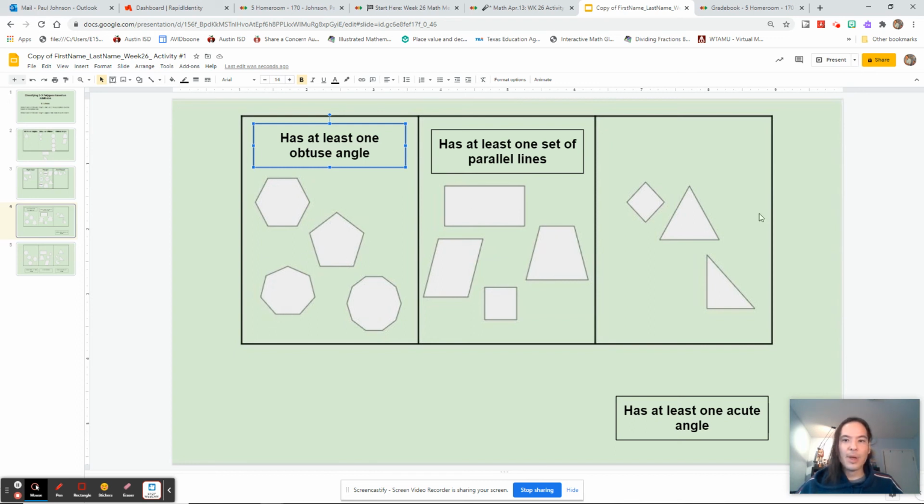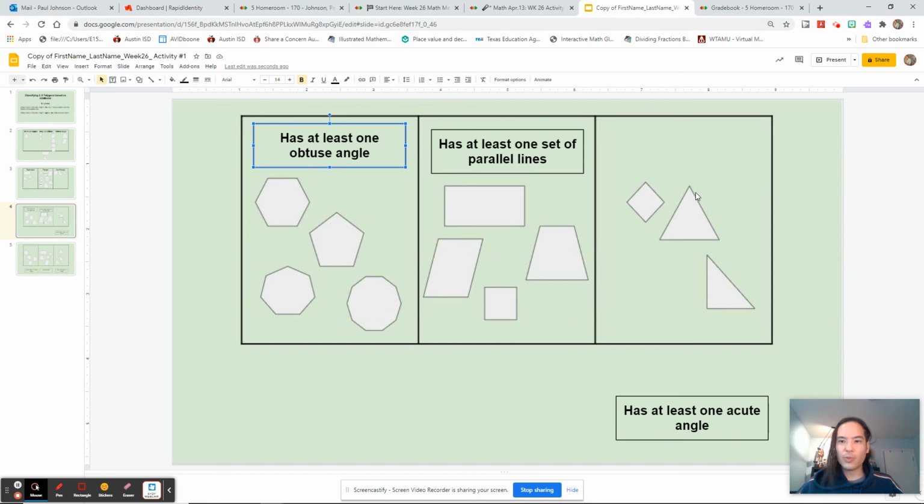All right, so triangles have right angles, acute angles, obtuse angles. Parallelograms have obtuse angles, right angles, and acute angles. But a lot of these polygons that come after 4 sides, so 5 sides or beyond, have obtuse angles in order to close the shape.